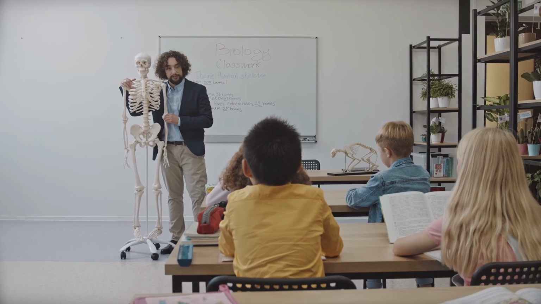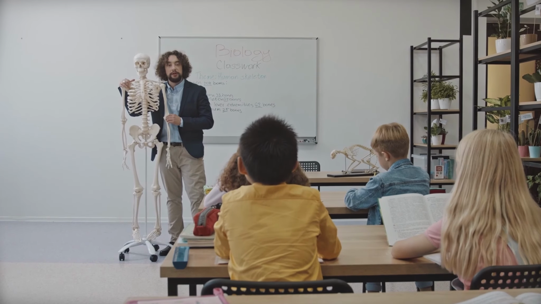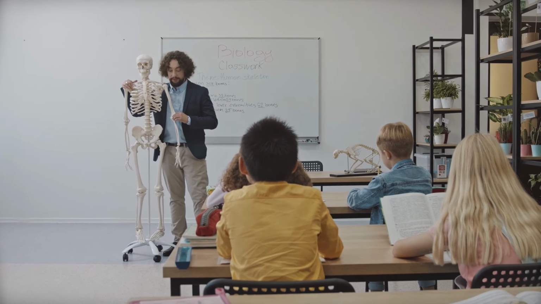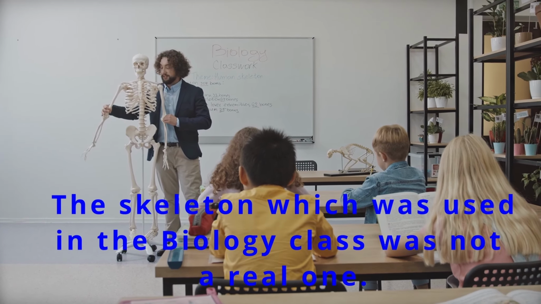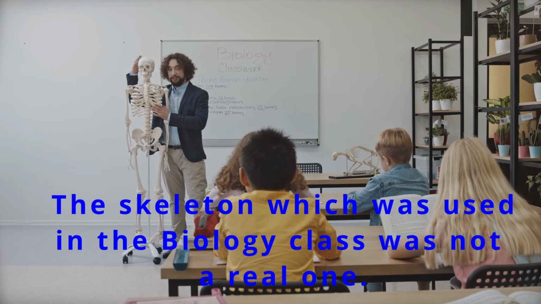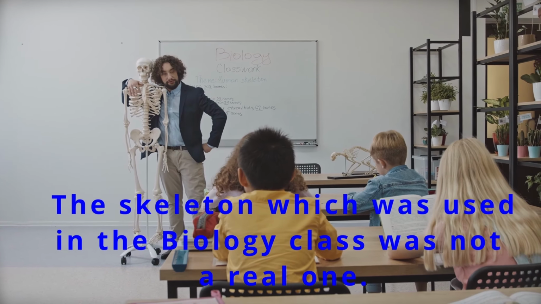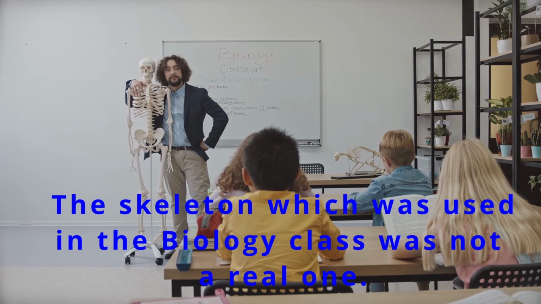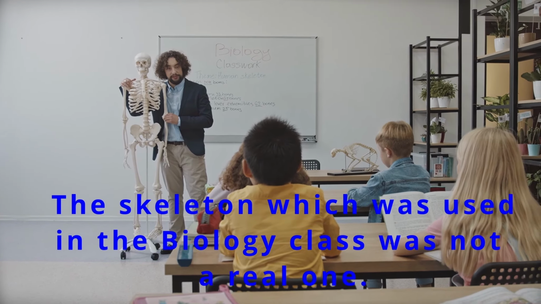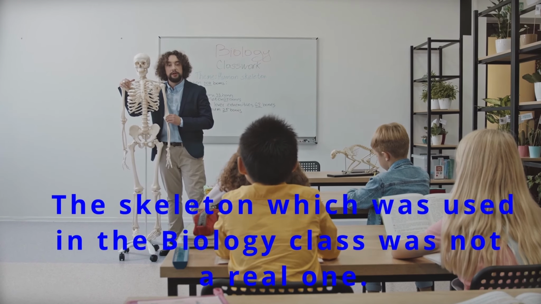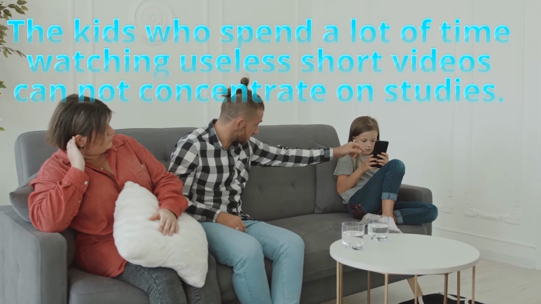The skeleton which was used in the biology class was not a real one. In this sentence, the clause which was used in the biology class is a relative clause. The word which is a relative pronoun. We use the relative pronoun which to talk about animals or things. Let us look at one more example.